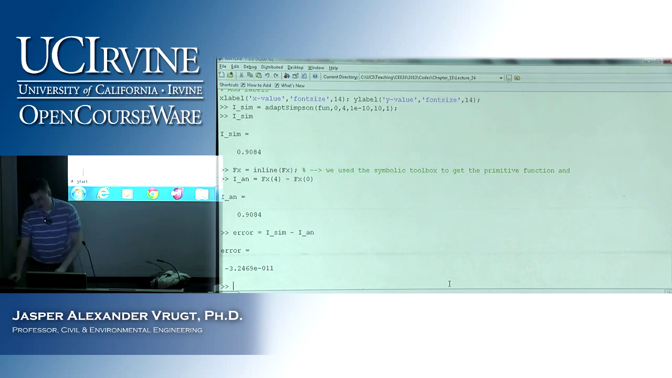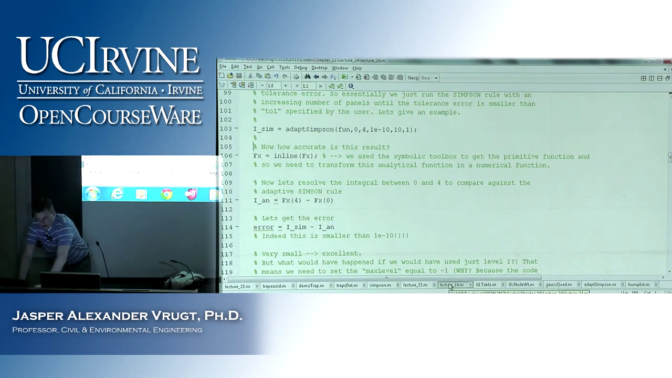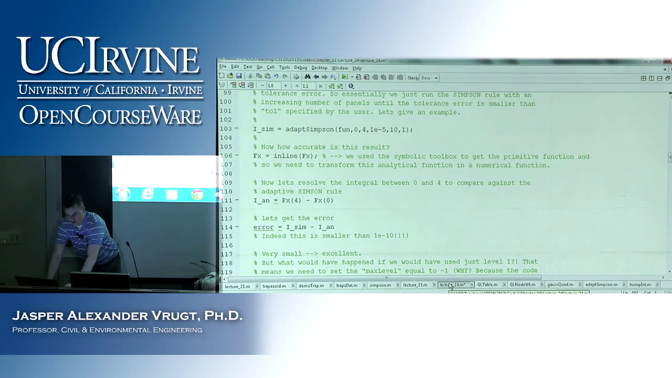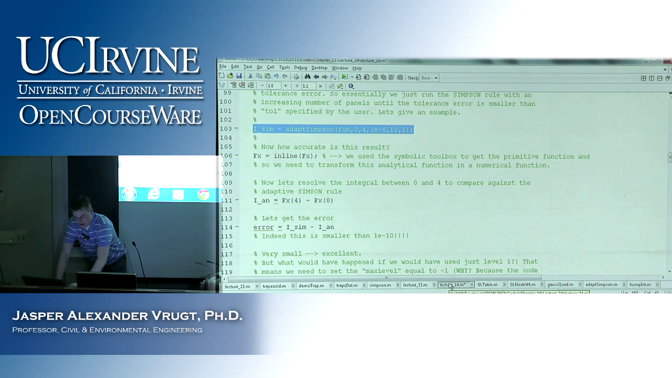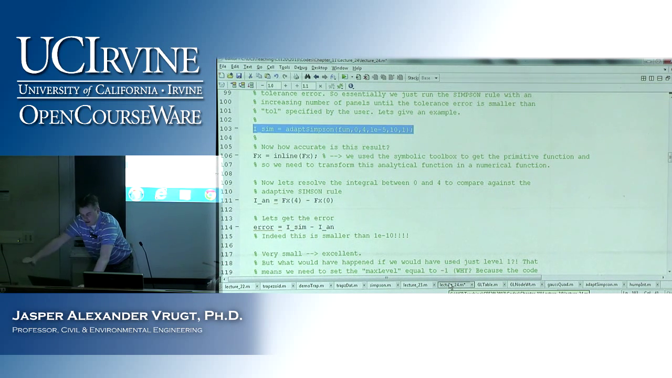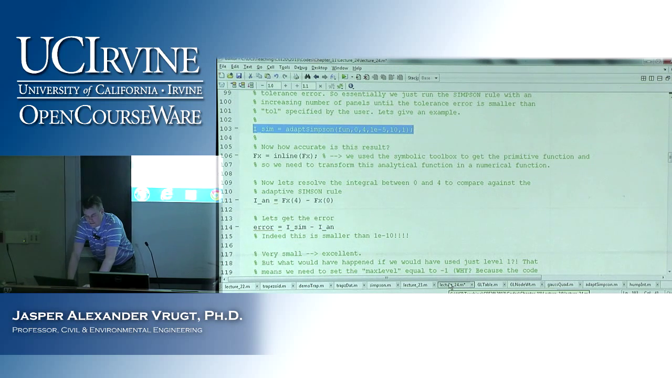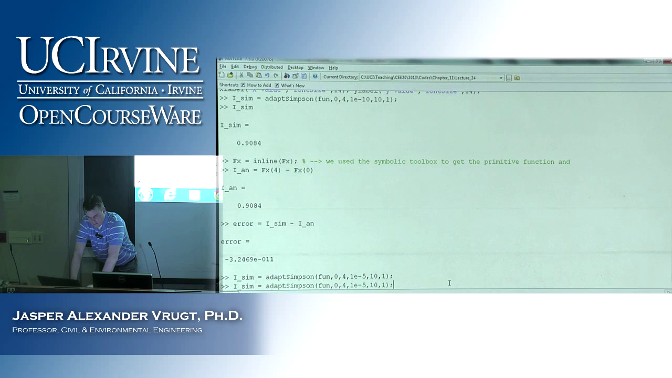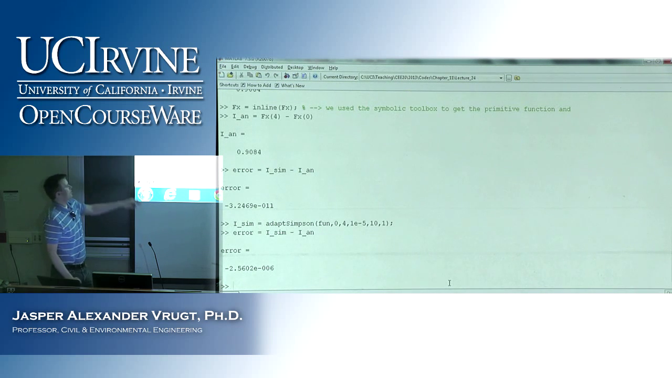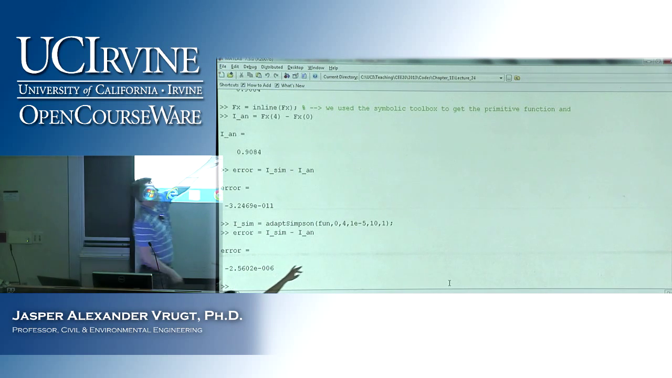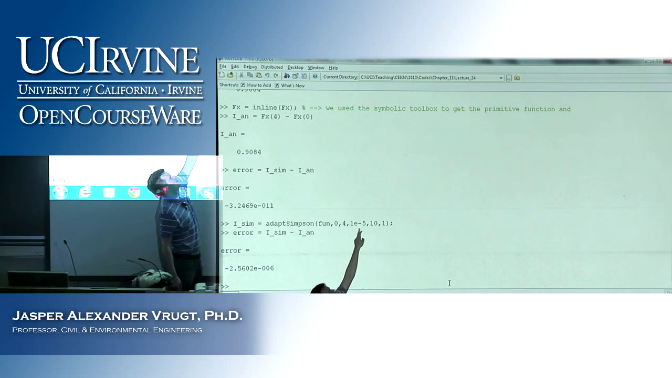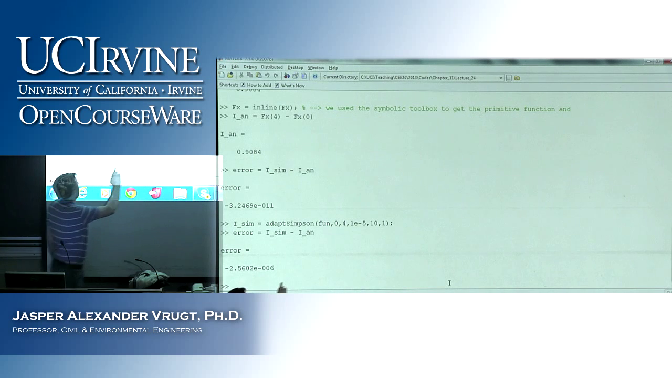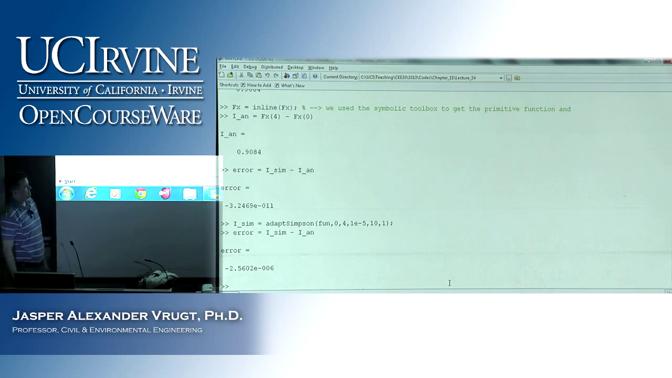And why is that so small? Because I used 1e minus 10. I could have said, use 1e minus 5. I'm satisfied, iterate till the difference is 1e minus 5 or smaller. So we can execute this and then we can calculate the error again. You see that the error is larger now because we have a different tolerance criterion. So the smaller you make this value, the smaller the error will become.